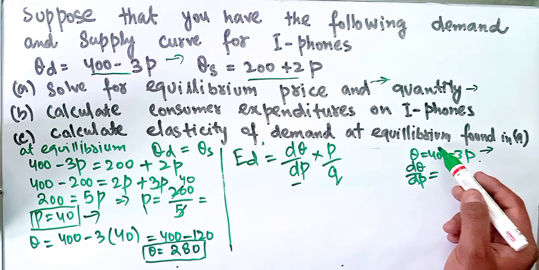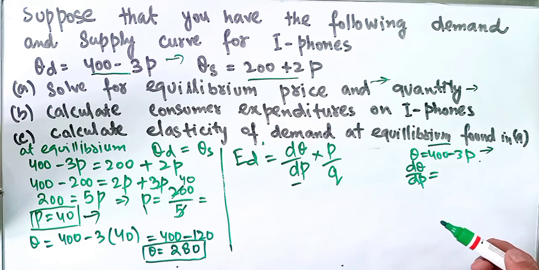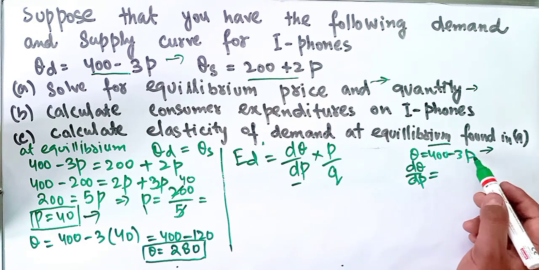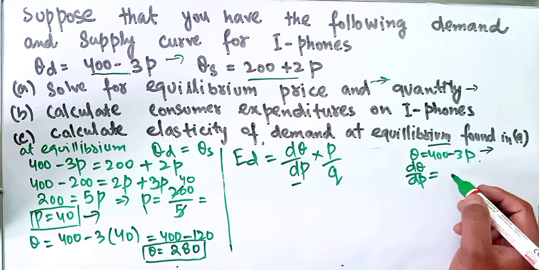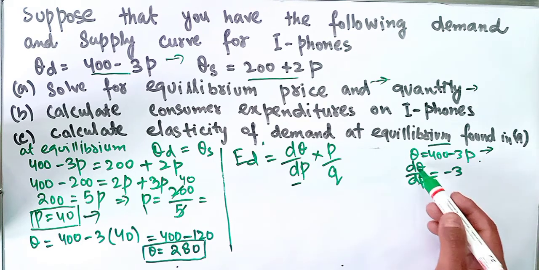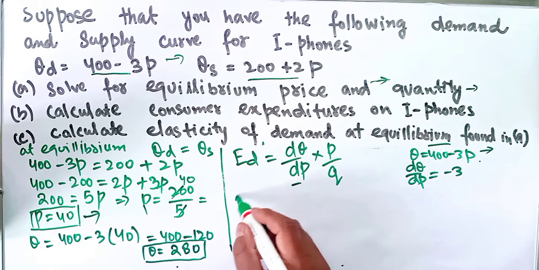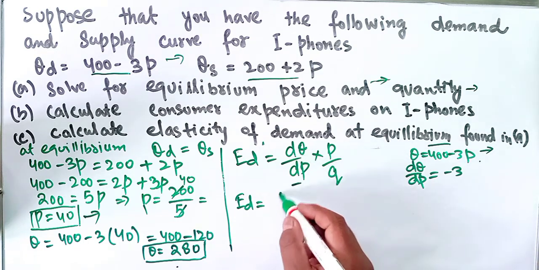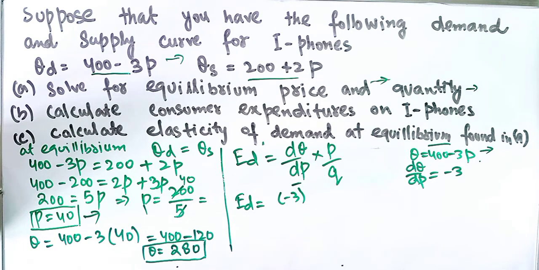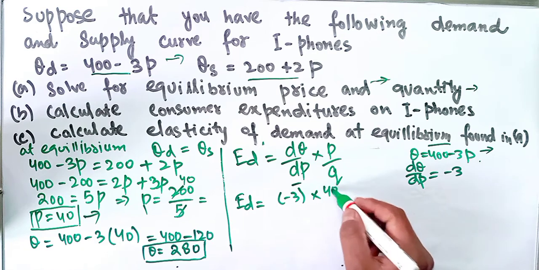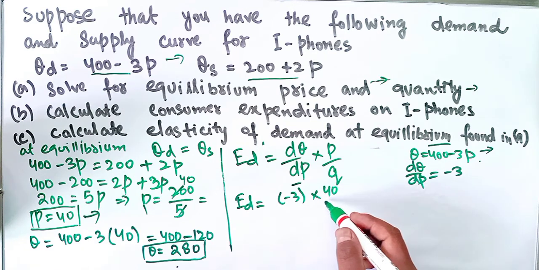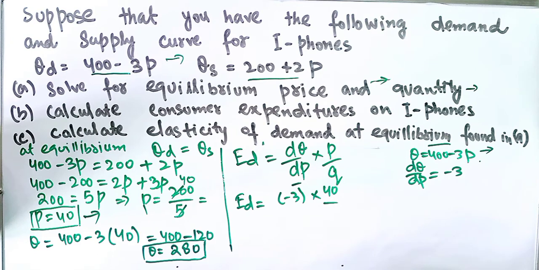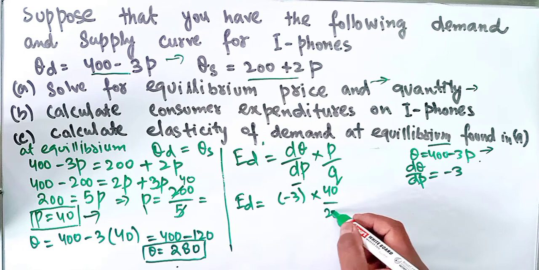Here the derivative of a constant is always 0, so here it is 0, and the derivative of p would be 1, so we will get minus 3 as our dq divided by dp. Then our elasticity of demand would be simply dq divided by dp, which is minus 3, times the equilibrium price, which is p is 40, which we have solved in the first part of this question, divided by our q, which is 280.